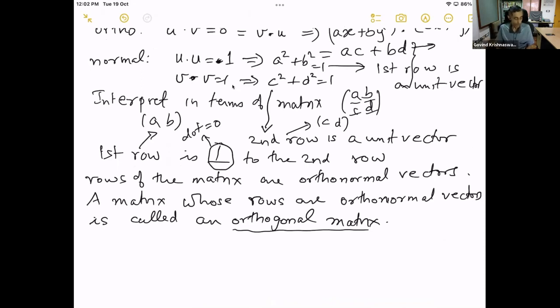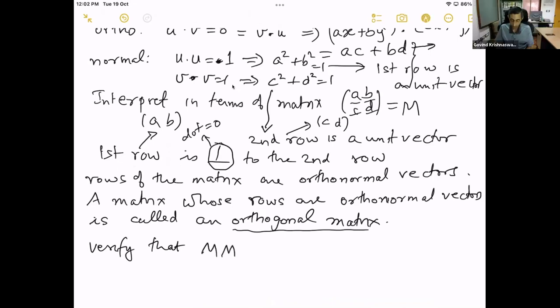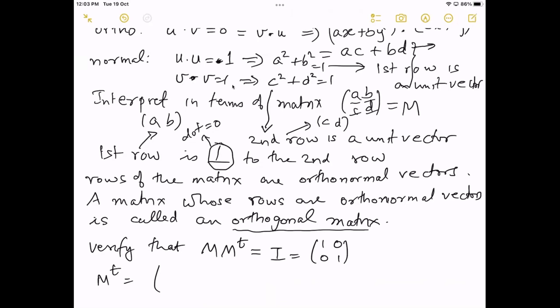So if I call this matrix capital M, then I invite you to verify that M times M transpose is the identity matrix, that is 1, 0, 0, 1. This is not hard to do. M transpose is the matrix. Would you like to tell me what is the transpose matrix? What are the entries? What's the first row? AC. AC, very good. And the second row is BD.